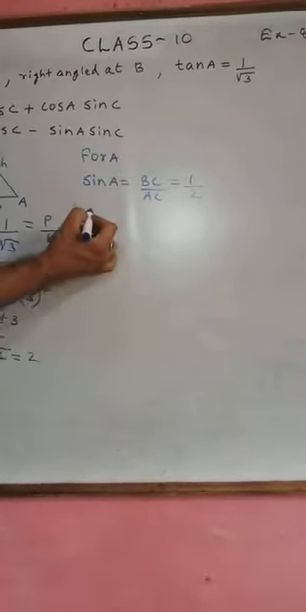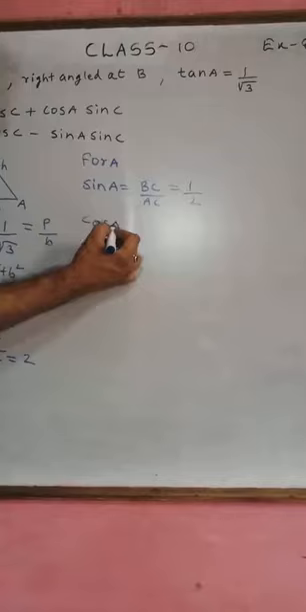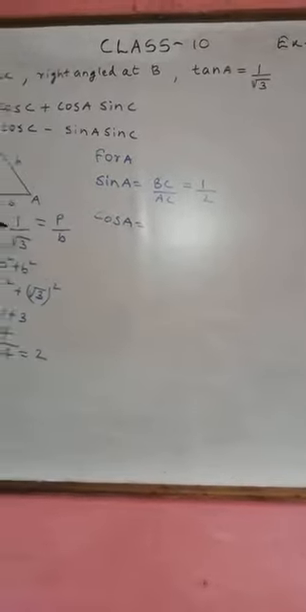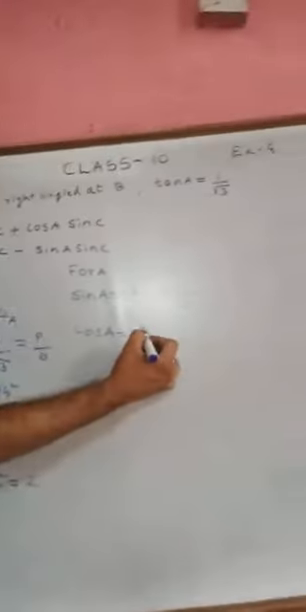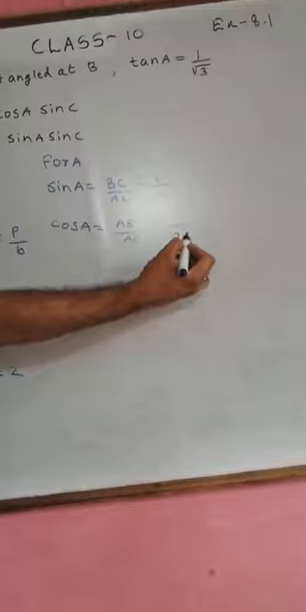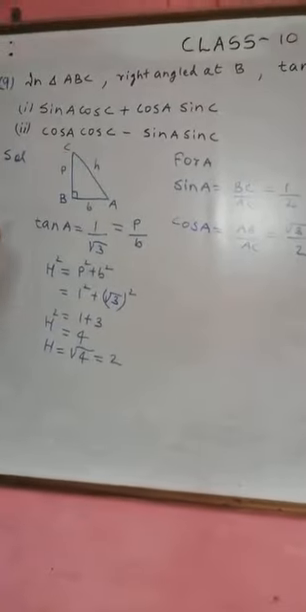Now we will find cos A. Cos A equals base upon hypotenuse. The base side is AB and the hypotenuse is obviously AC, which is 2. AB, the base side, is root 3. So cos A is root 3 upon 2. This is for angle A.